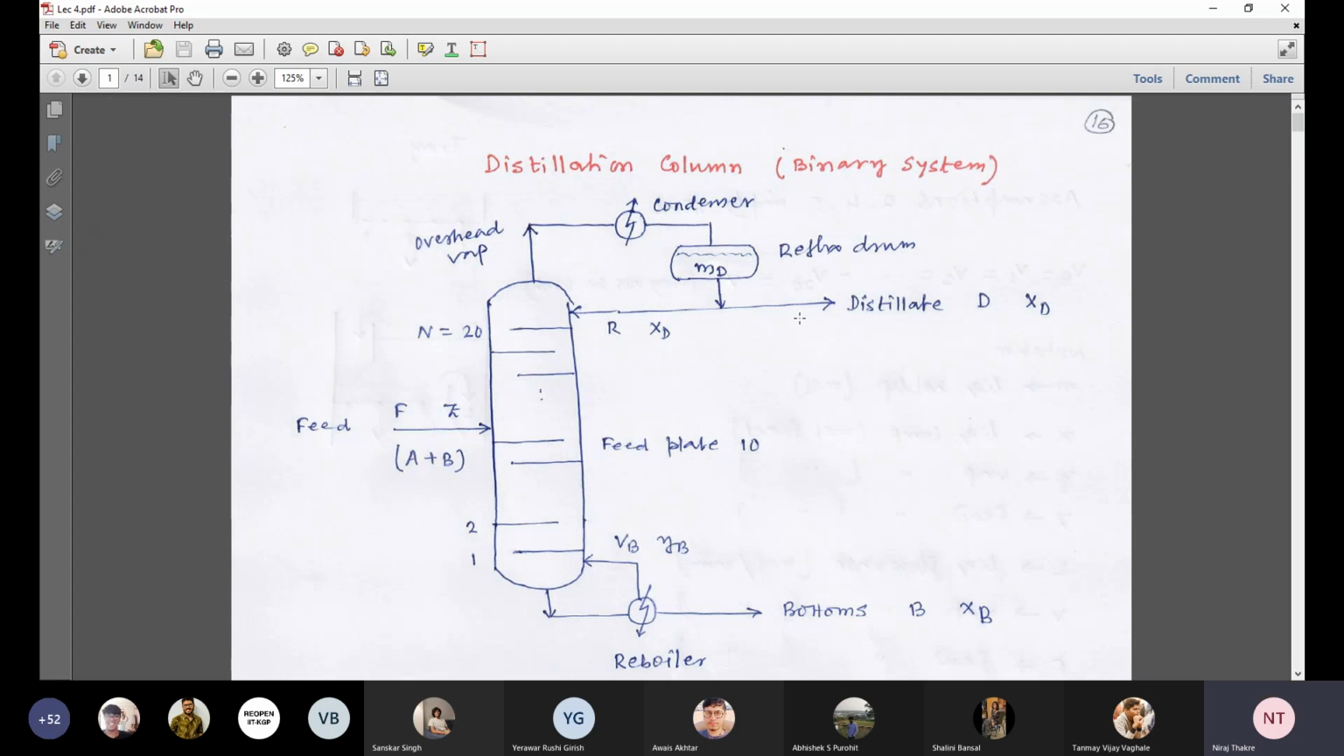At steady state, the purity we are getting in the distillate and bottom, which are represented by XD and XB, those are the maximum achievable purity in this existing design. If you want to get more purity, you have to change the design. I mean, if you increase the number of trays, you will have better purity. Or if you increase the reflux rate, then also you can get more purity.